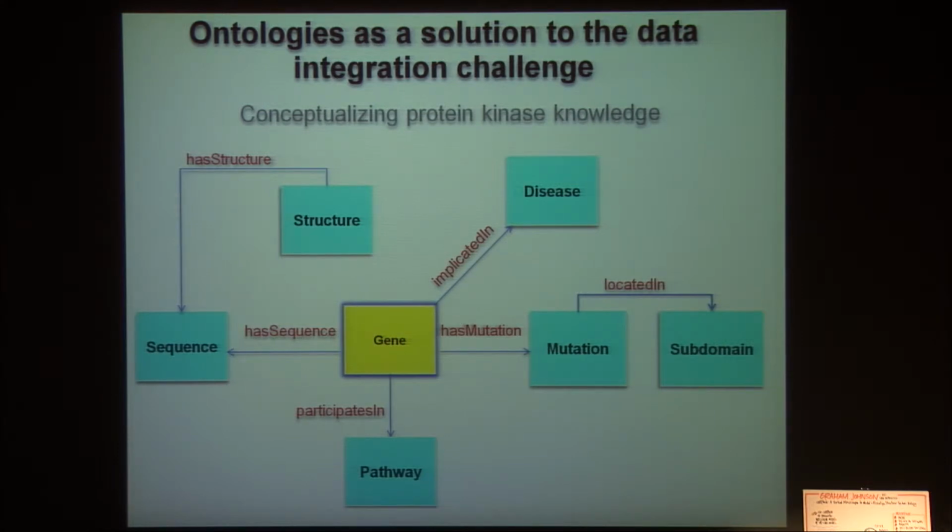Here's a simple schematic showing how we in the field like to think about all of these disparate sources of data. If you want to think about a gene, you want to think about what disease it's implicated in, and the semantics indicated here is pretty much the same language that we in the community use. So this could also provide a framework for integrating communities. If you want to describe a mutation, you want to see whether the gene has a mutation, and if so, which subdomain it's located in. And again, subdomain is a concept that people in the protein kinase community use a lot.